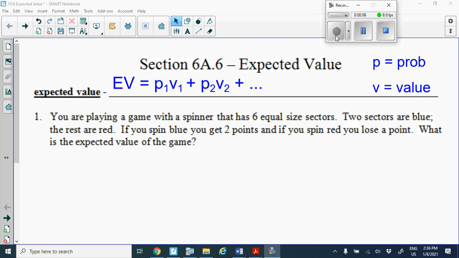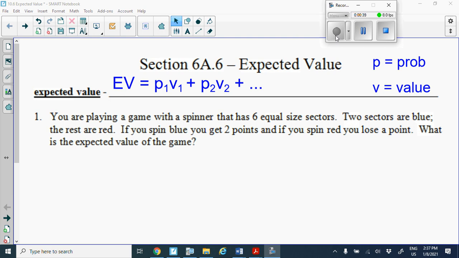So the formula we're going to use to find expected value is P1 V1 plus P2 V2 plus ... Now what does P represent? Well, P is going to be the probability of your event, while V is going to represent the value. So the idea is that you're going to have certain events, and there could be numerous of them, just depending. And there's going to be a value to that event plus the probability. So you're going to multiply that probability and value for each event to get your expected value.